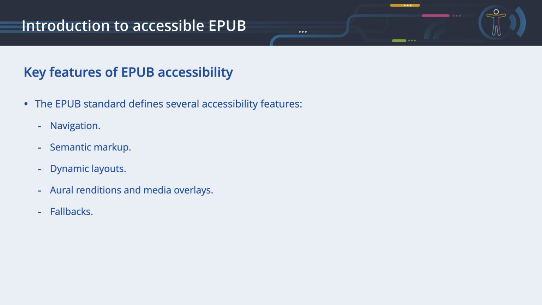Dynamic layouts. EPUB is designed for reflowable content, meaning that an EPUB reader can optimize text for a particular resolution-independent display device. Users prefer to decide themselves at which text size or contrast the content should be rendered. Aural renditions and media overlays. EPUB 3 provides text-to-speech facilities for controlling aspects of speech synthesis, such as pronunciation, prosody, and voice characteristics. Of course, the ebook reader has to support this technology.